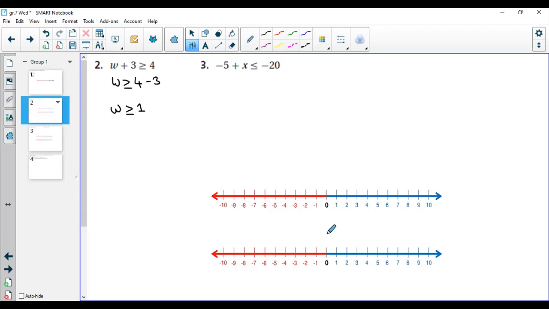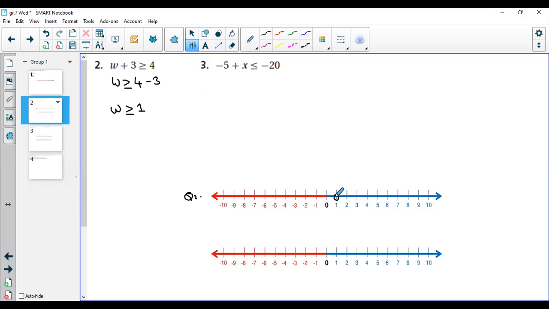Now this is the number line. I kept it here because that space wouldn't have been okay. So this is the number line for question number 2. Okay, so W is greater or equal to 1, which means W is a number greater than 1 or equal to 1. So W can be 1. So what are the numbers greater than 1? 2, 3, 4, 5, 6, 7, 8, all these.